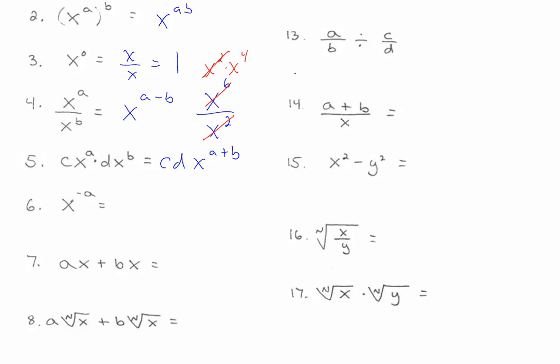Adam, what do you got? 1 over x to the a. 1 over x to the a power. The negative says to put the base to its exponent in the denominator. That's what the negative tells you to do. The shortcut is any base with its exponent, if it's negative in the numerator, stick it in the denominator, and it'll be positive.